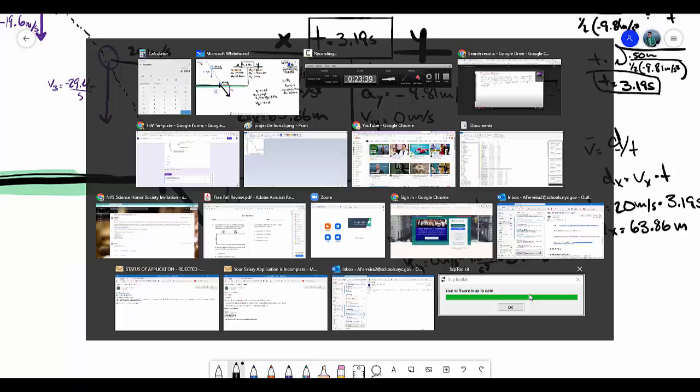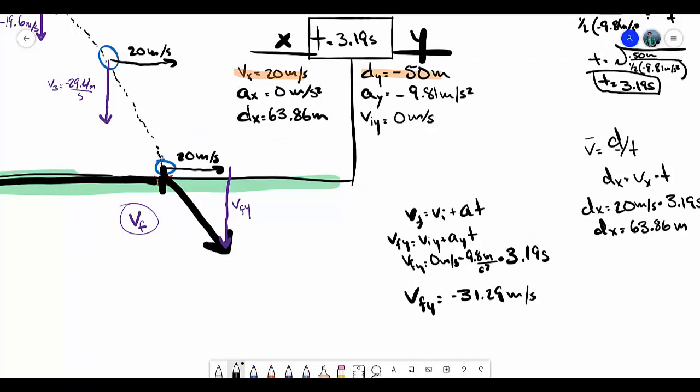31.29 meters per second. Vf along the y is negative 31.29 meters per second. And again, it's negative because it's going down, obviously. So now we have our final velocity along the y, negative 31.29 meters per second. And we can find our resultant by using Pythagoras, because on a right triangle, a squared plus b squared is equal to c squared.